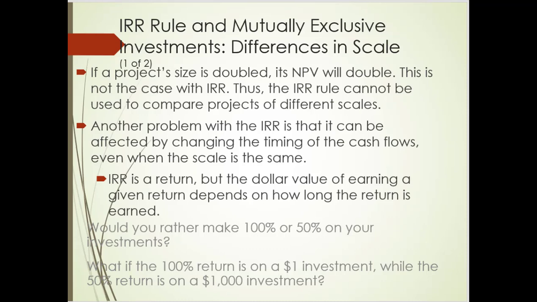But why are these conflicts here? We've talked about these, but it's maybe not intuitive as to exactly what's going on. If a project size is doubled, its net present value will double. However, the internal rate of return will not also double. The internal rate of return would stay the same if everything was doubled.